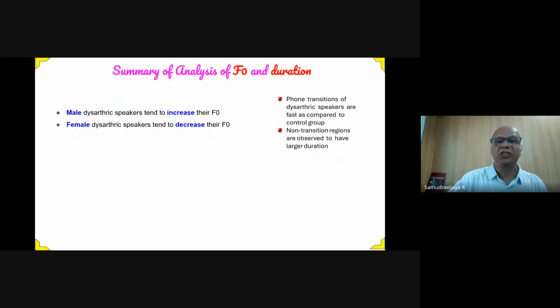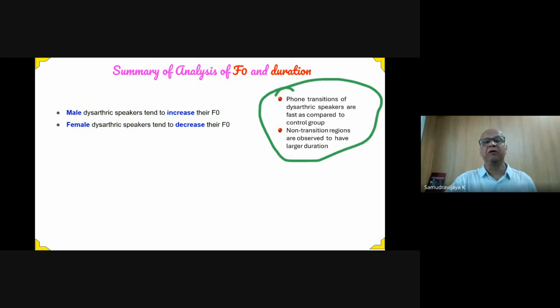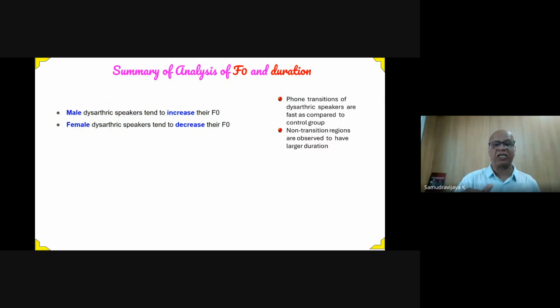Govind talked about it. So this is the summary. In the case of pitch, the male speakers tend to increase their F0 from 100 to 150, let's say, whereas the female speakers try to decrease from 250 to 200 or something. And in the case of dysarthria, the phone transitions of these patients are faster, and steady states are really longer.